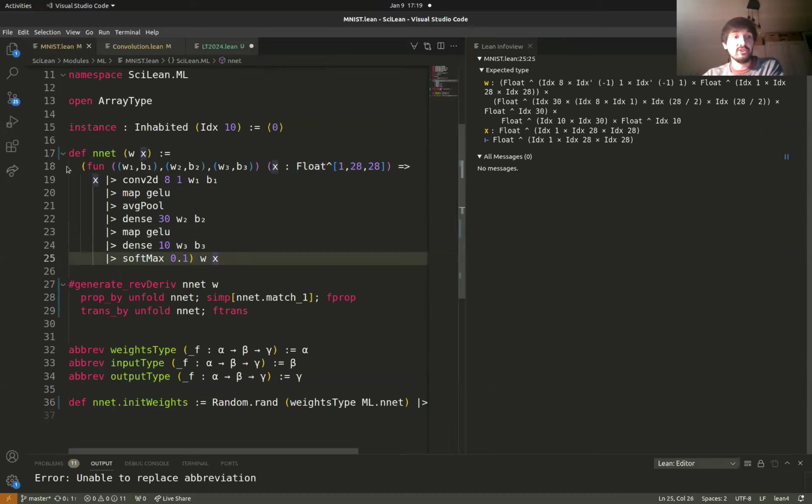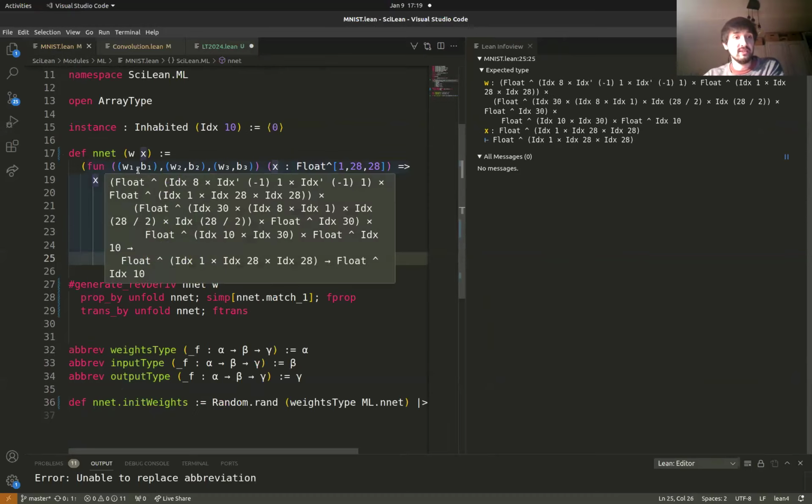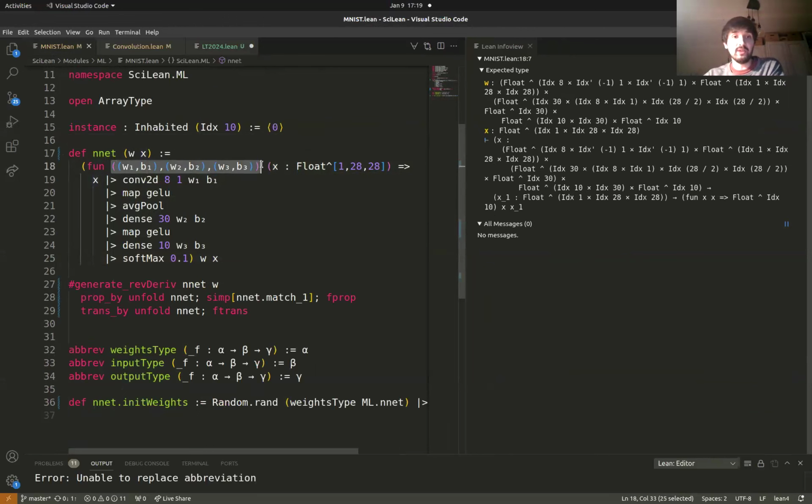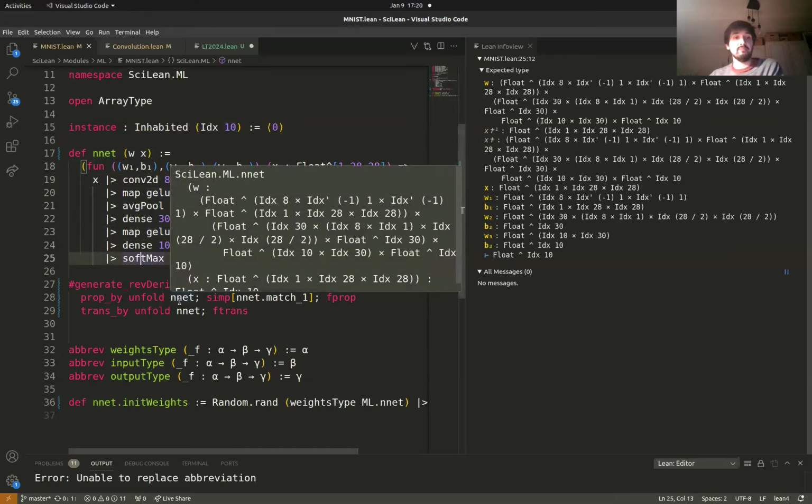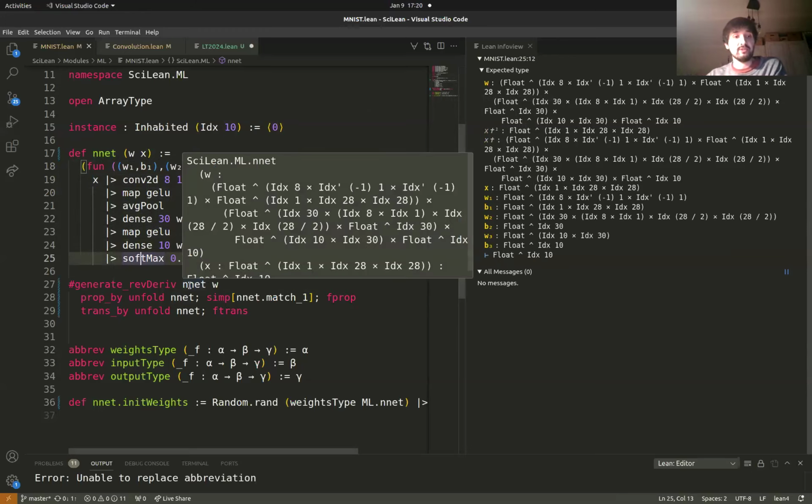But here is a definition of a simple neural network. This is just a function that accepts weights and biases as the first argument, and the second argument is an image which is 28 by 28 pixels. And then you just set up a simple neural network like convolution, nonlinearity, pooling, dense layer, again nonlinearity, another dense layer, and then you just clamp the values between 0 and 1.